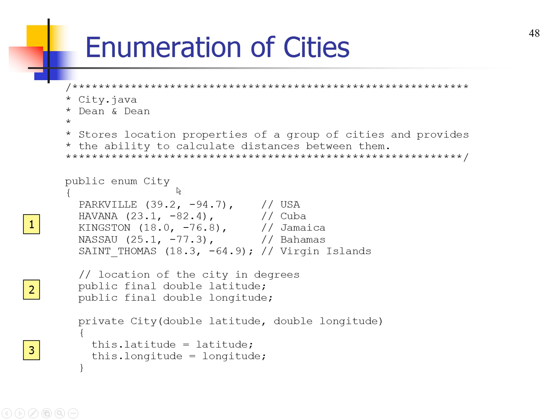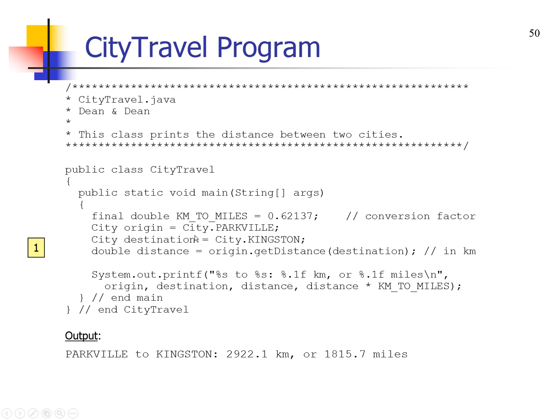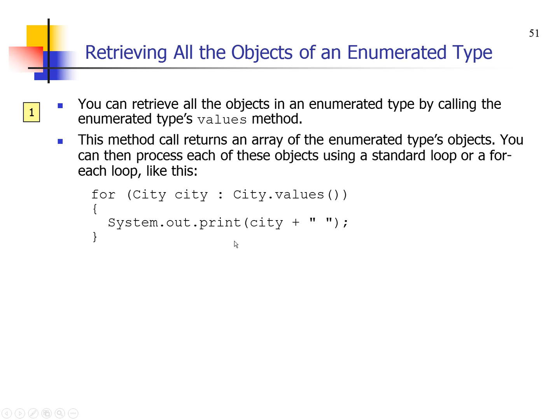City was the enumerated type, but it's actually a class called city.java. Okay, and we have Parkville. So the city Parkville is an enumerator type in the class city. So we can use it here, city.parkville, city.kingston, and so forth. And you can use it to calculate the distance between them, okay? We're not going to walk through it in great gory detail.